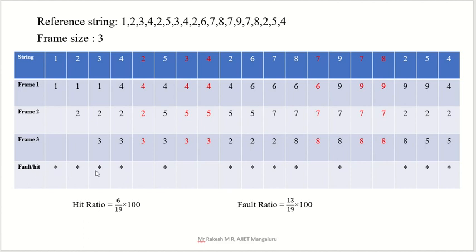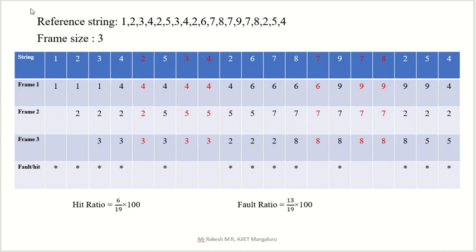So how many star marks I added, that we have to calculate. Totally we have 13 divided by 19 into 100, where 19 is the total entries, so that is the fault ratio in terms of percentage. Just cross check: 13 plus 6 is 19, so 13 faults and 6 hits, so you will get the hit ratio and fault ratio. So this is related to FIFO, a very important algorithm.